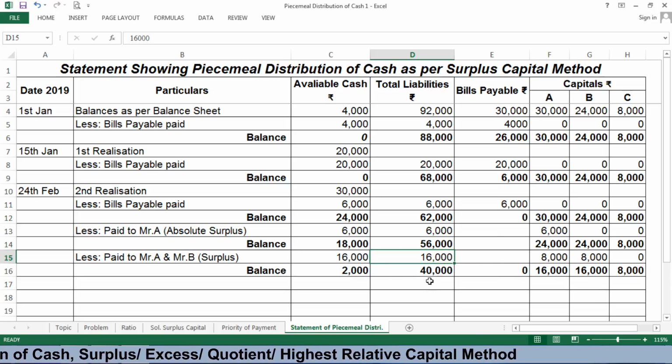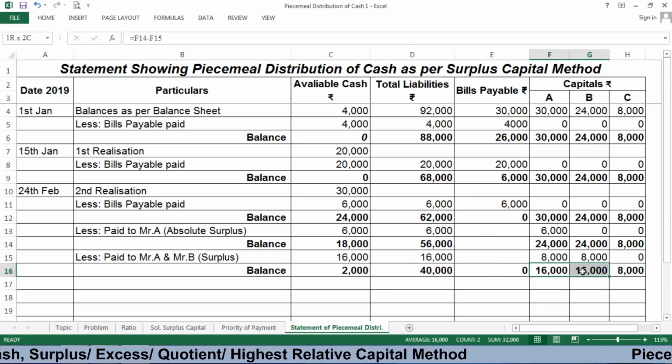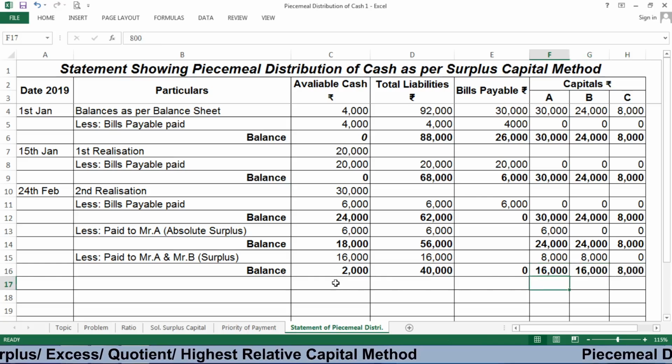So our total liability is 14,000. Meanwhile, you can check that you are doing it the correct way or not. So 16 plus 16 is 32, 32 plus 8, our liability is 40,000. Still we have to pay 40,000. That means we are on the correct path.